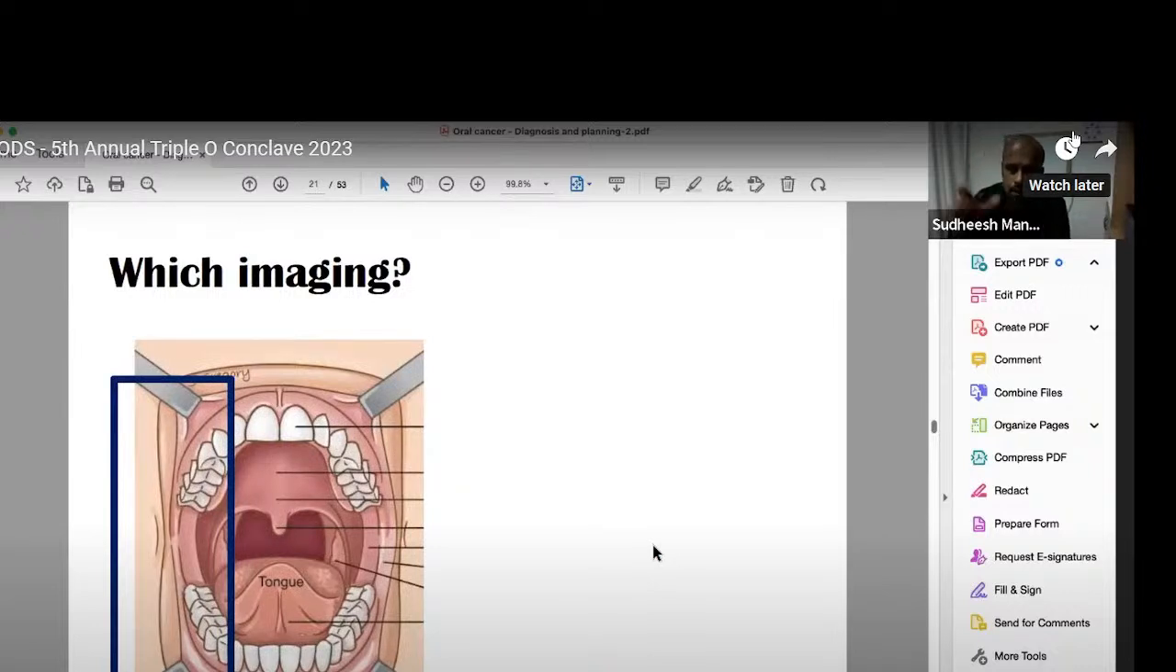For example, the oral cavity can be divided into lateral and midline components. Lateral component means the upper alveolus, lower alveolus, upper and lower gingival sulcus, retromolar trigone, and the buccal mucosa. This constitutes the bucco-alveolar complex, the lateral part of the oral cavity. For the lateralized lesions, always go for a CT scan. So CT scan for buccal mucosa, upper and lower alveolus, upper and lower gingival sulcus, and retromolar trigone. CT scan will give the best images.